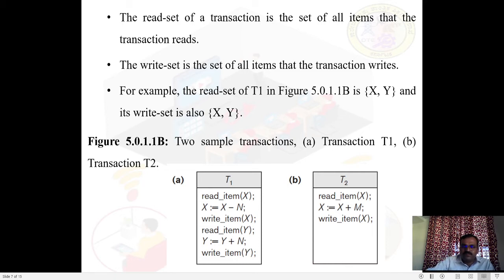For example, X is equal to 10. Reading X gives 10, N is equal to 5, 10 minus 5, and the value 5 is written into the database.